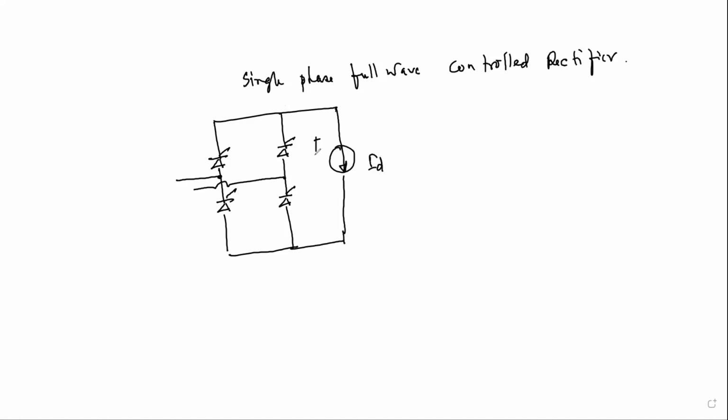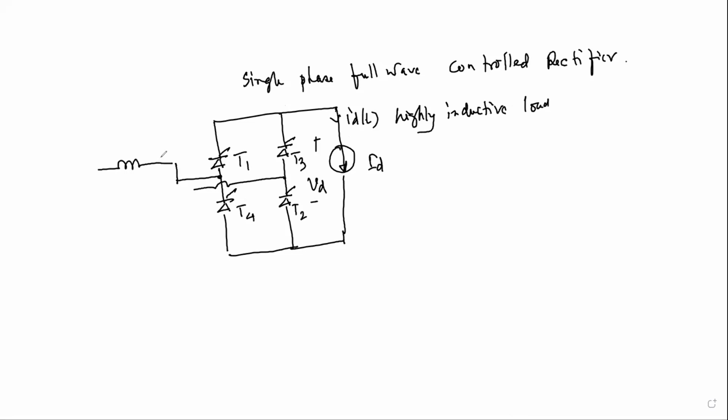Suppose the output current Id is highly inductive load. Highly inductive load. This is T1, this is your T2, and this is your T3, and this is your T4. And this inductance has come from the source.